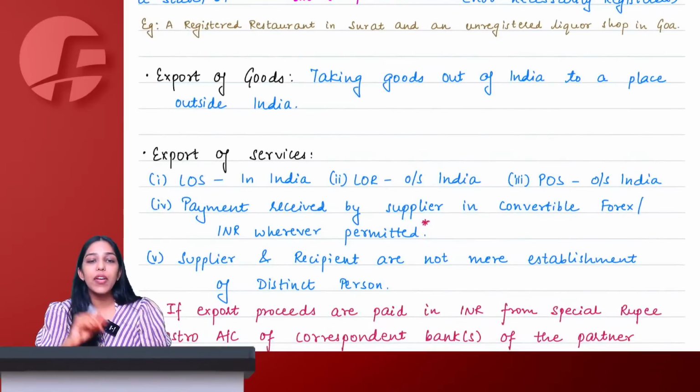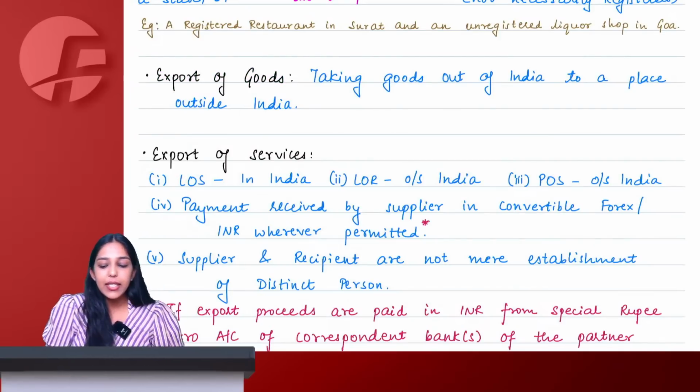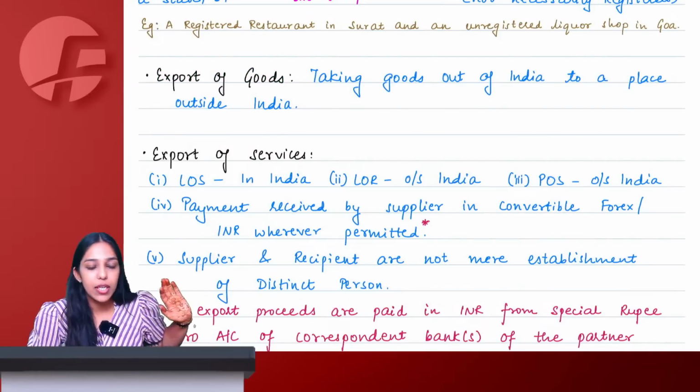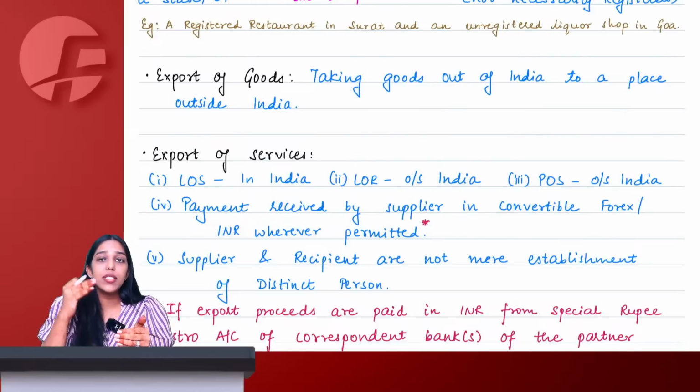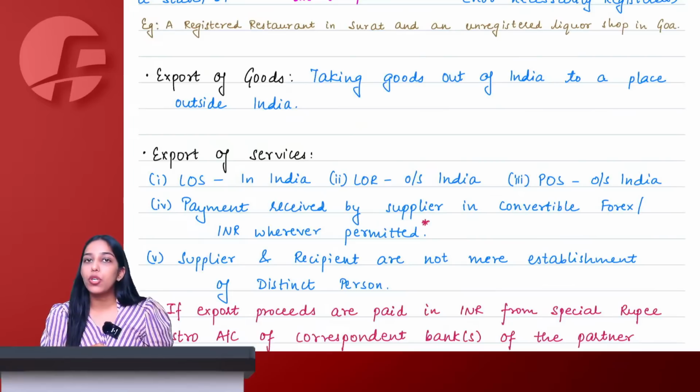Alright, ma'am. What is the meaning of export of goods? Very simple. Export means taking goods out of India to a place outside India. So the moment I cross the territorial waters of India, I take the goods from India to a place outside India, it becomes export of goods.